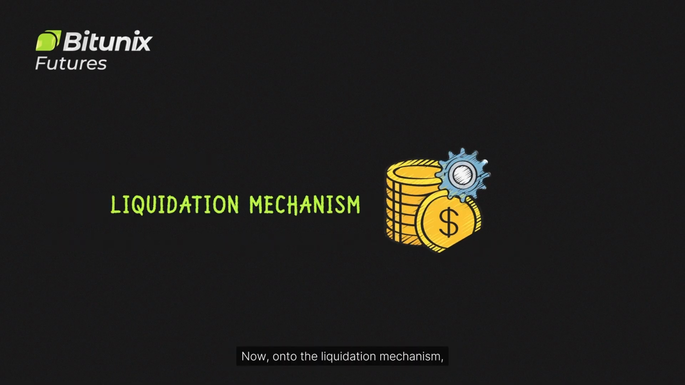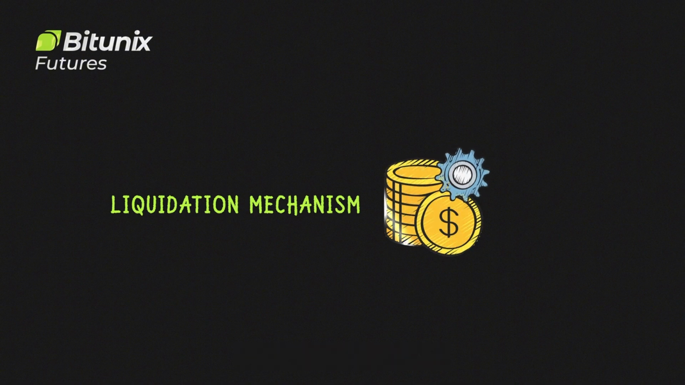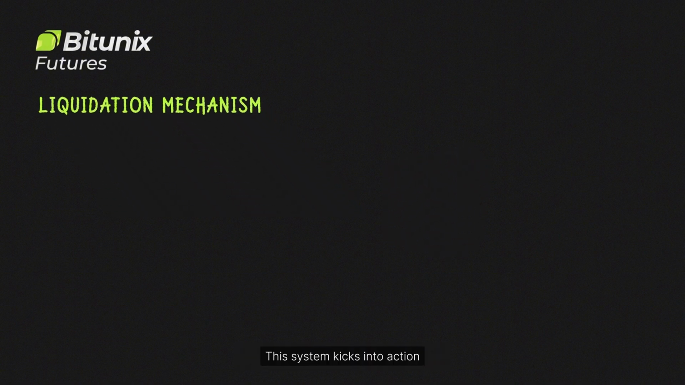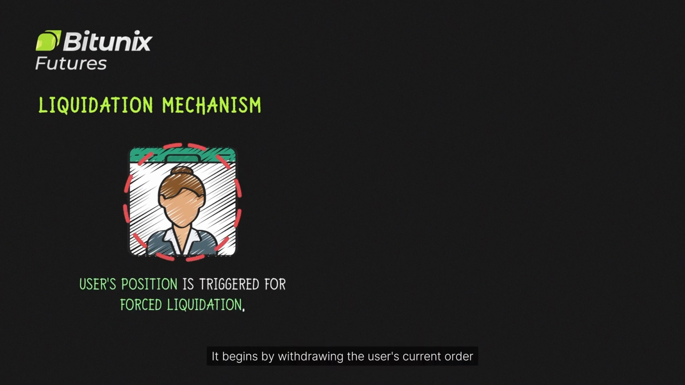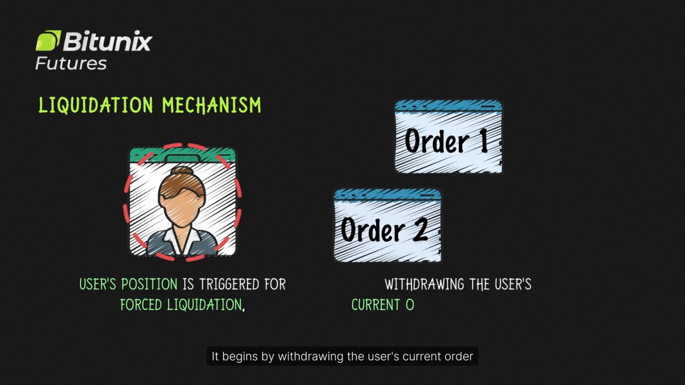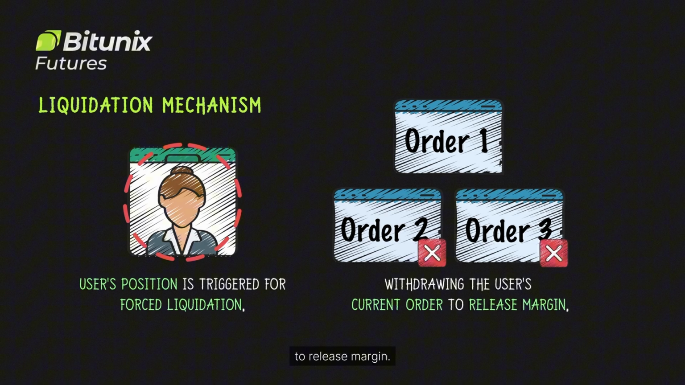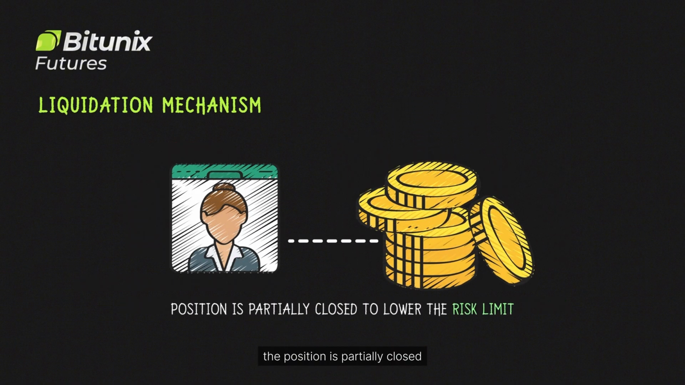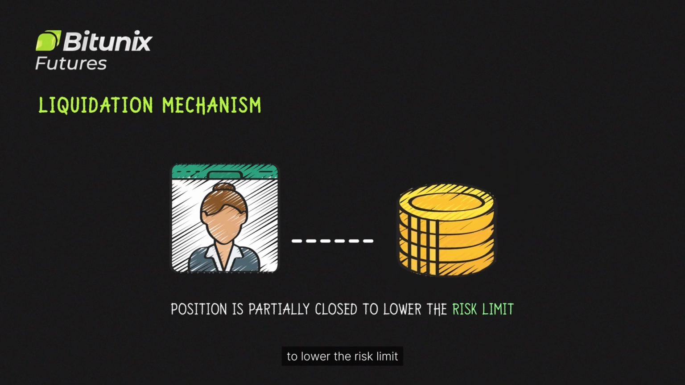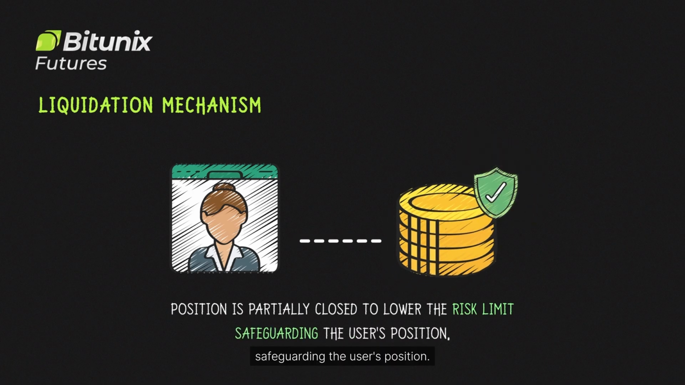Now, onto the liquidation mechanism. This system kicks into action when a user's position is triggered for forced liquidation. It begins by withdrawing the user's current order to release margin. If forced liquidation persists, the position is partially closed to lower the risk limit, safeguarding the user's position.